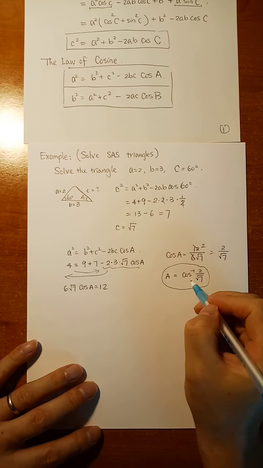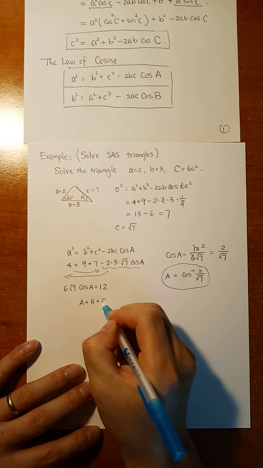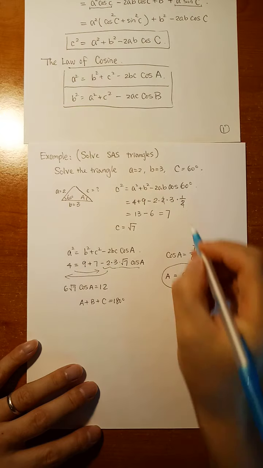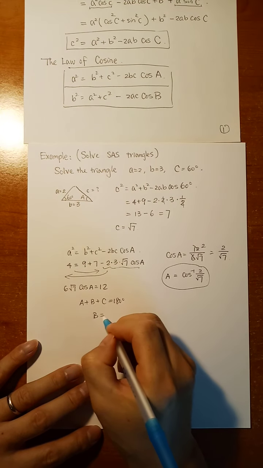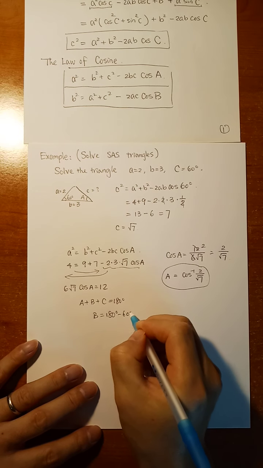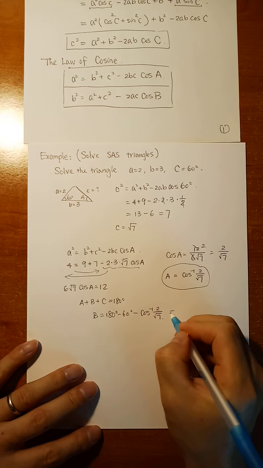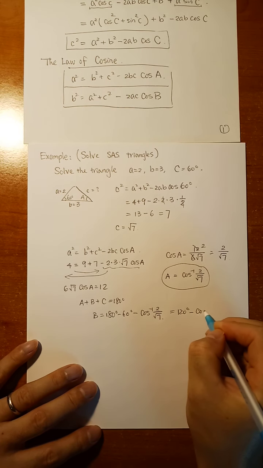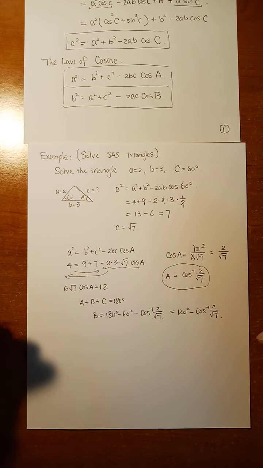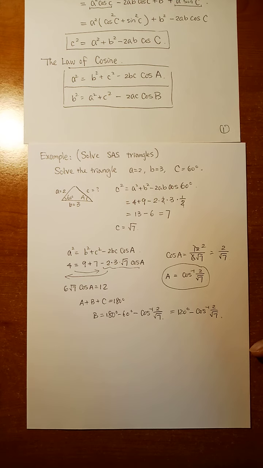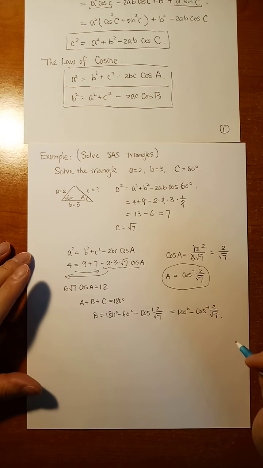Okay, so you get this angle. You get the 60 degrees. Remember, angle A plus angle B plus angle C is 180 degrees. So you put A as this number, C as 60. So B is 180 minus 60 degrees and minus cosine inverse of 2 over square root of 7. So it's 120 degrees minus cosine inverse of 2 over square root of 7. And that's it. That is the answer. All right? So here, leave it like this. Don't simplify it.